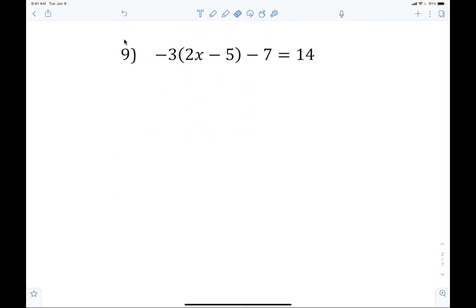Now here, I would like everyone to recognize that I could do what to both sides? Add 7. And then I could do what? Divide by -3. I would like for you to see that. So if I add 7, I get -3 parentheses 2x minus 5 equals 21. Now I can divide by -3. So I have 2x minus 5 equals -7.